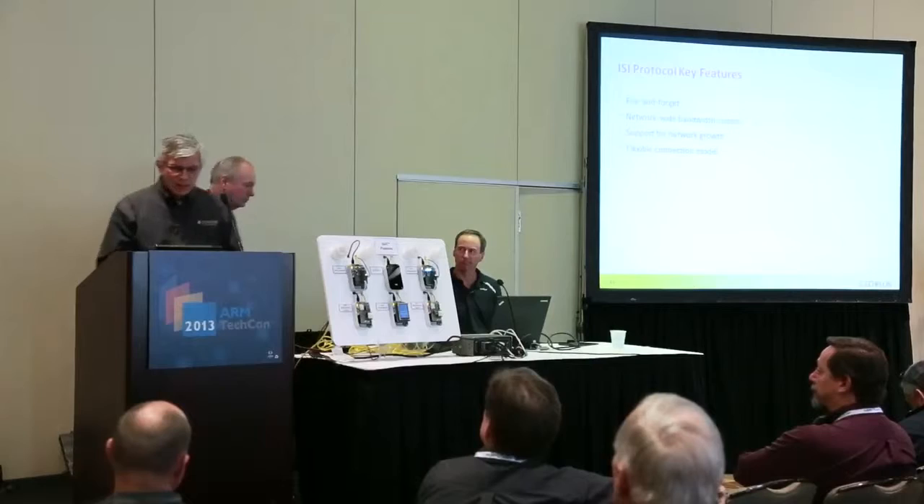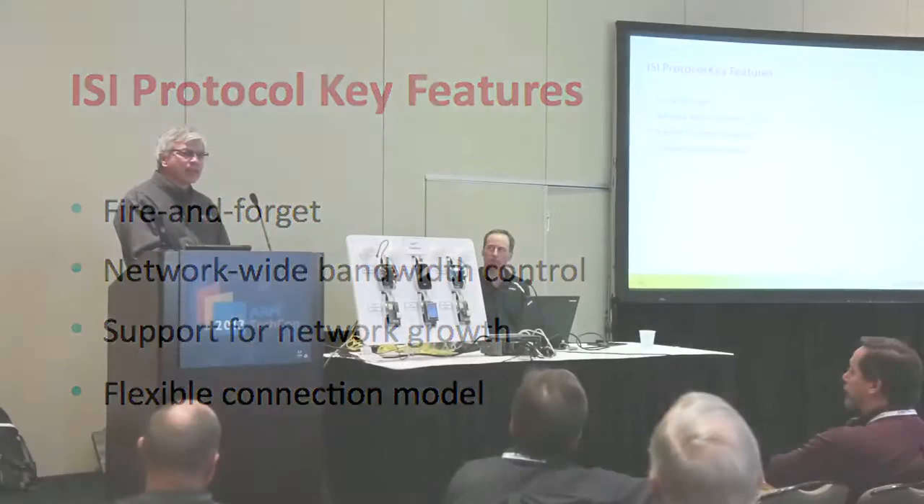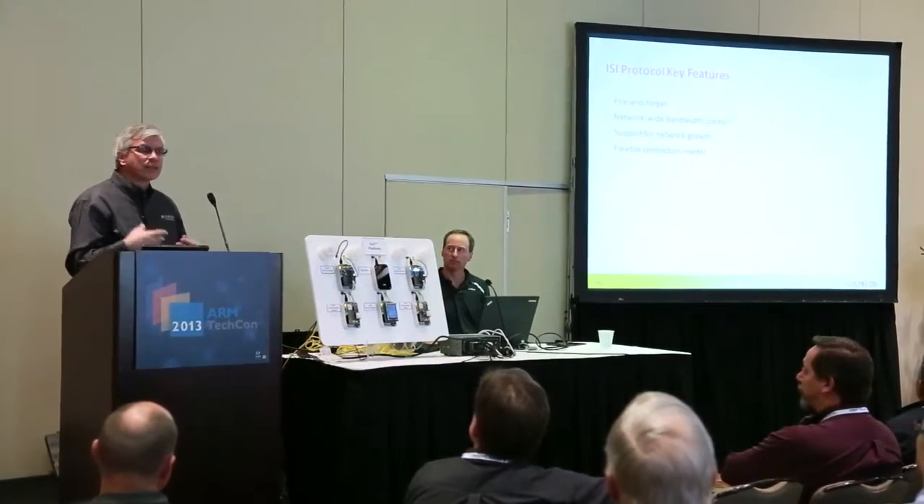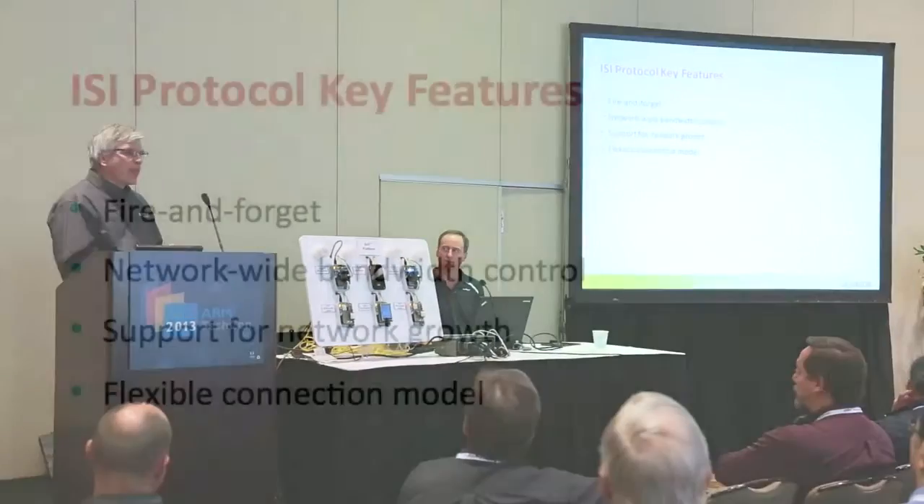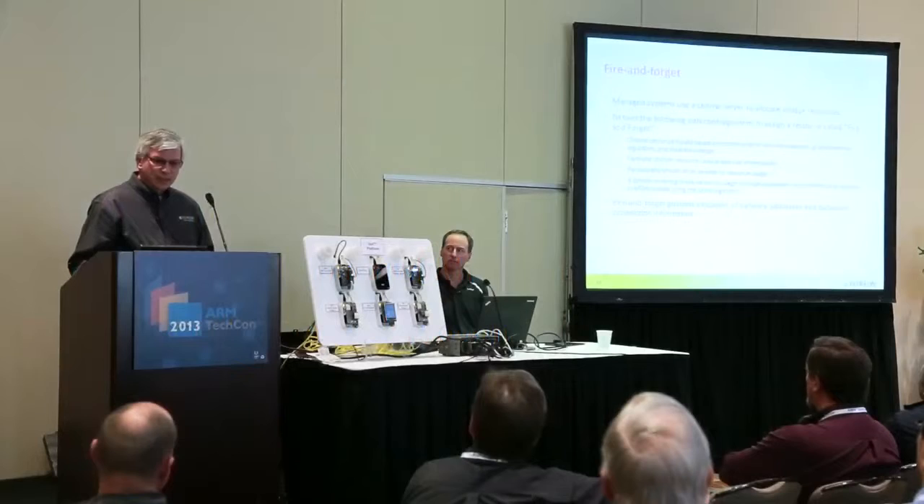So Bob introduced a little bit about the ISI protocol, but I'll talk a bit more about it. ISI is interoperable self-installation. It's a technique that we've developed that runs on top of IP that allows IP devices to automatically discover each other and automatically exchange data between each other. And we have some key concepts that enable that to happen. They're called fire and forget, bandwidth control, support for network growth, and a very flexible connection model. So I'll go into a little bit more details on those.